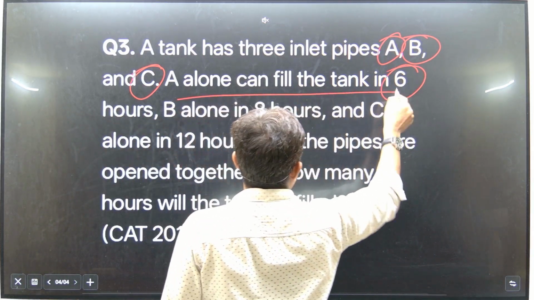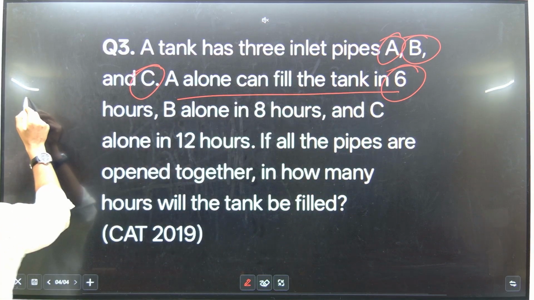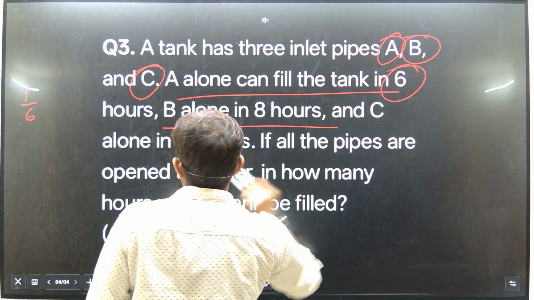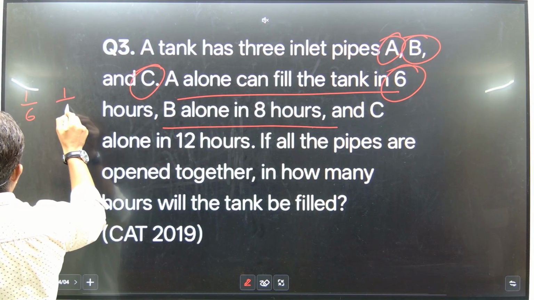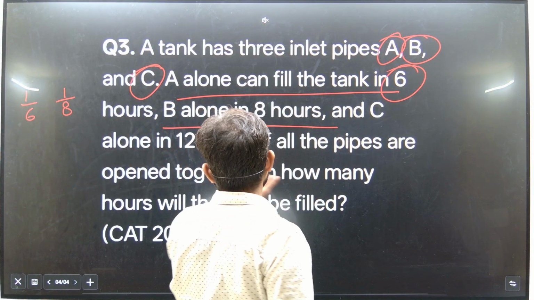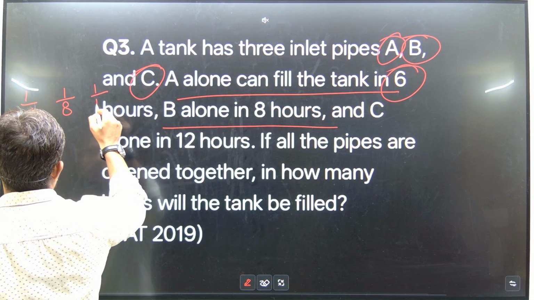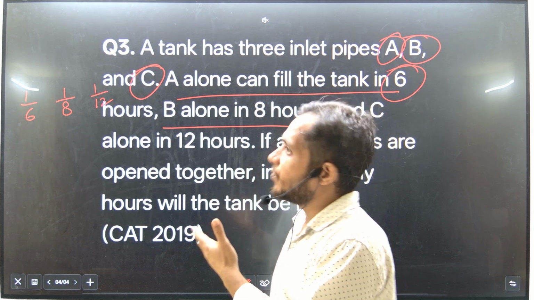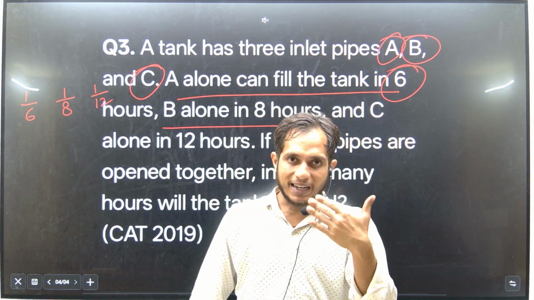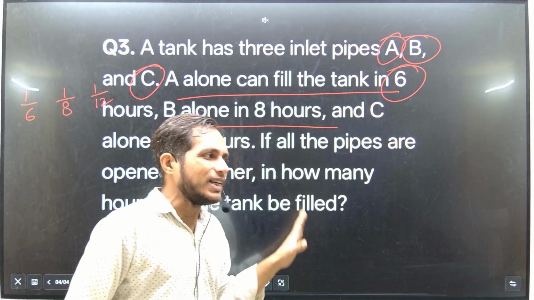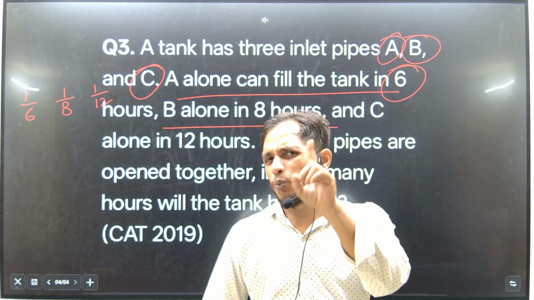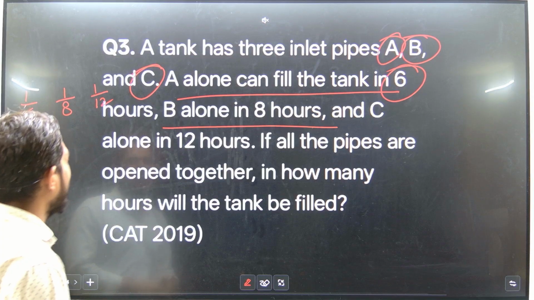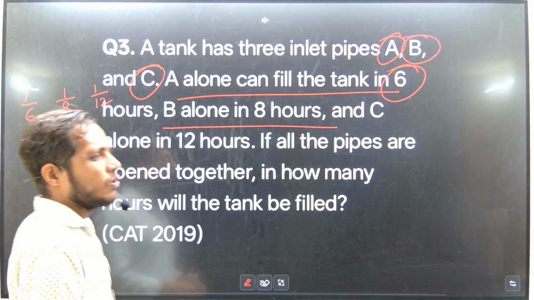So A alone can fill in 6 hours. So in 1 hour, the work by A is equal to what? 1 by 6. B alone in 8 hours. So in 1 hour, the work by B is equal to what? 1 by 8, and C alone in 12 hours. So that work is what? 1 by 12. When there is a question of work and time, tap and tank, always calculate everything for 1 day, 1 hour, 1 part. So you must remember that this calculation is based on 1 only.